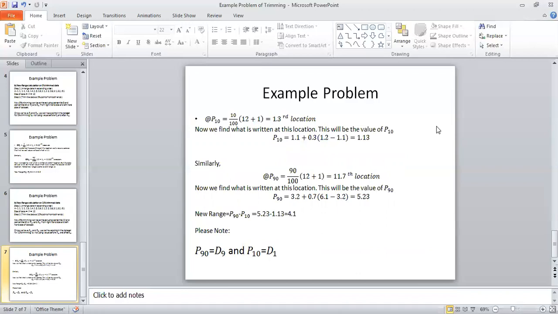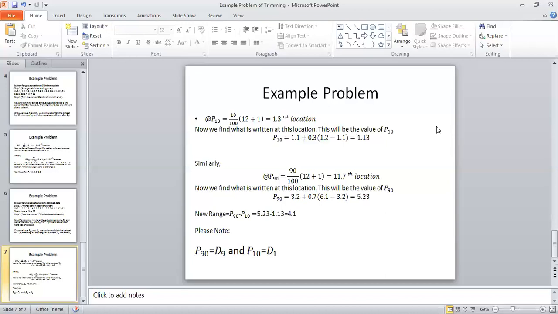Note this thing, that P90 is the same thing as D9, that is percentile 90 is the same thing as decile 9, and P10 is the same thing as D1. Percentile 10 is the same thing as decile 1. So P90 minus P10 is the same thing as D9 minus D1. You can check it at your end for your practice problem. You should also note that it is not always necessary that we trim the data set equally at both ends. It's up to us. We can trim the data set unequally.